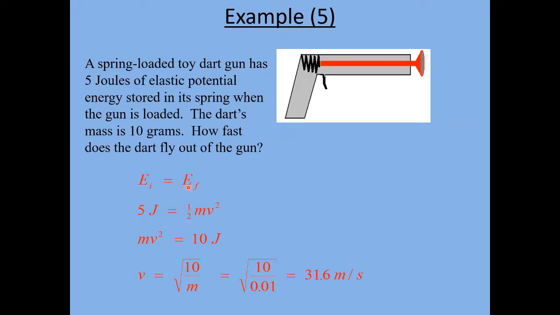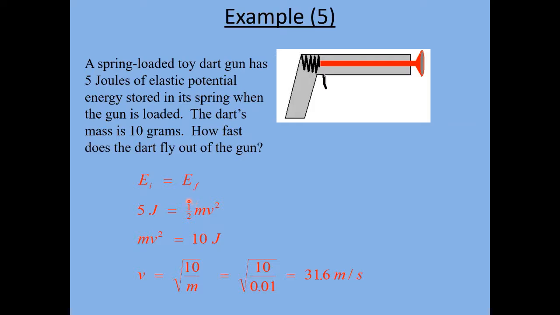Now, what is the final energy in the system? Well, it's kinetic energy. The dart is going to fly out of the gun, and it has kinetic energy. So the final energy is 1/2 mv squared. So notice we can now solve, we're asked to solve for the speed of the dart. That's v. So again, there's our answer right there. We just have to solve for it now.